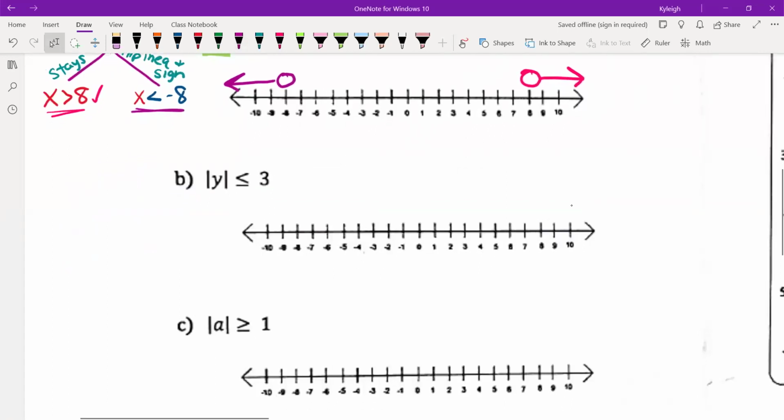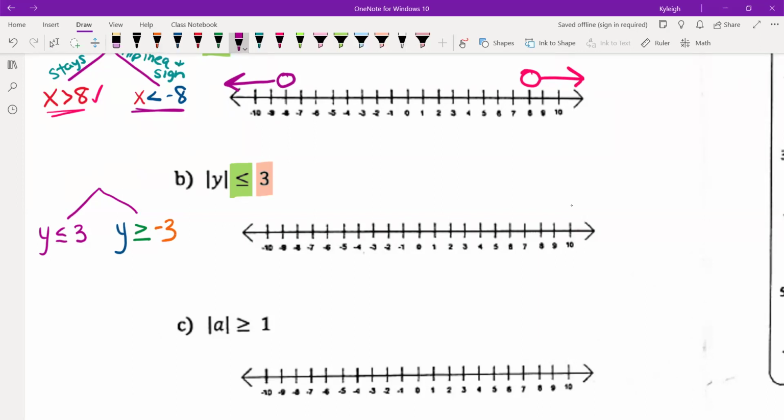Looking at the second one, it's really similar. So again, we're splitting it into two different things. The first one stays exactly the same. The second one, the y stays the same, but our sign flips. So we flip that to the other direction, and our number changes to a negative. And then we just graph them.